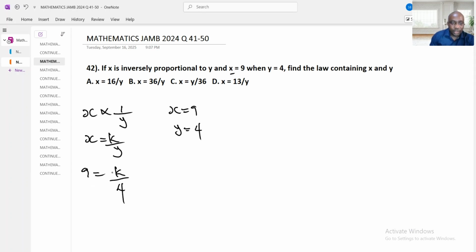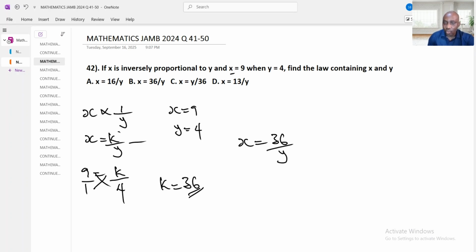Next thing we are going to do, cross multiplication. This one multiplied by K times 1 to give us K. 9 times 4 is going to give us 36. Therefore, our answer for the constant is 36. We are going to use this formula again. This is the formula that connects the X and Y. X is equal to, what is the K we just got? 36 over Y. This is the law containing the X and Y.